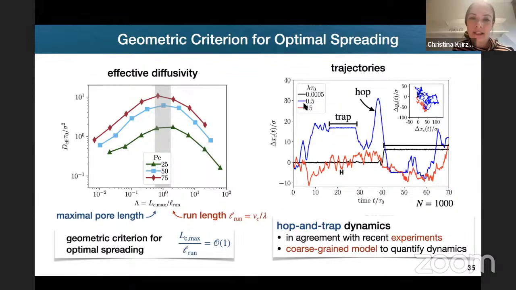At an intermediate rate, we find that the trapping phases are shorter, and the hop lengths are much longer. So you can already expect from these trajectories that this intermediate one spreads furthest in the environment. There's this trade-off between trapping and hopping through the pore space, and that's something that has already been found in experiments. We now just try to quantify these dynamics in terms of a coarse-grained model.